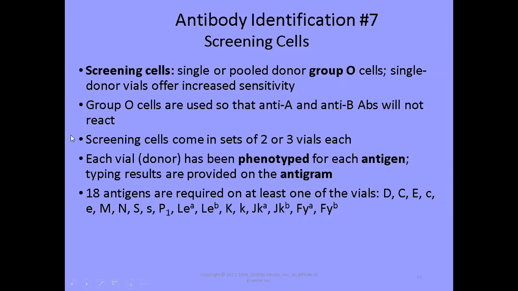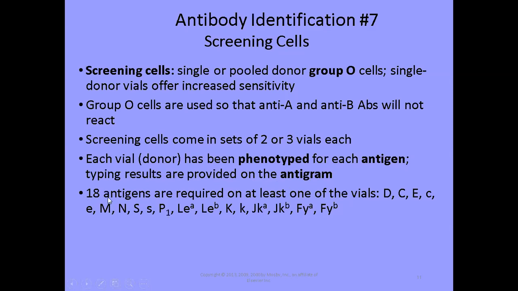They come in sets of 2 or 3 vials, and then each vial comes from a donor and it's been phenotyped. So hopefully you remember what phenotyping means. They've tested to see which antigens are present and are not present on each donor vial cell, and that's listed on something called the antigram, and we've looked at that before. We will look at it again.